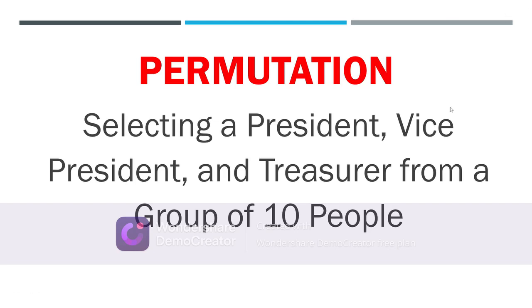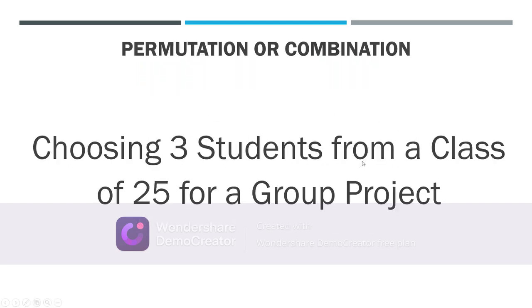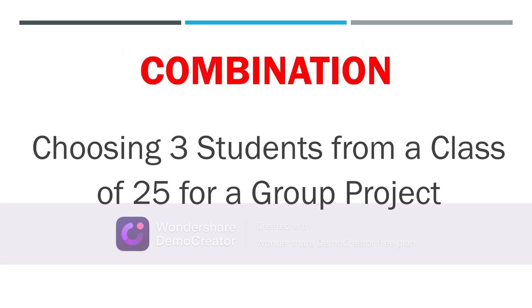For example, number 2. We have choosing 3 students from a class of 25 for a group project. So choosing 3 students out of 25. What type of combinatorics is this? This is combination. So bakit siya combination? The order in which the students are chosen doesn't matter. Any set of 3 students is the same. Parehas lang yun. Kung sino ang pinili mo out of 25, yung tatlo yun is sila-sila lang din, regardless of who is selected first, second, or third. So this is combination.